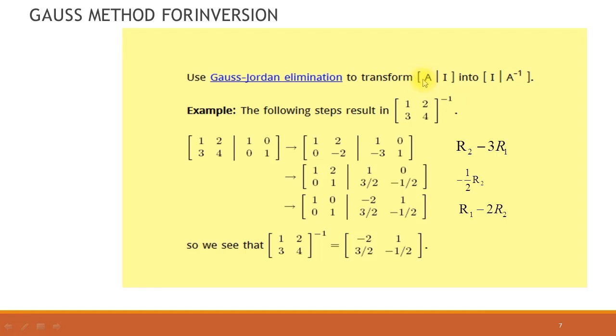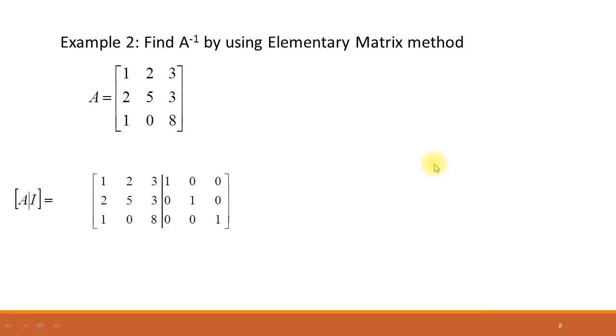So if we transform [A | I] into [I | A inverse], then this matrix will be the inverse of the given matrix A. Now here we have a 3 by 3 matrix, and we find the inverse of this matrix A by using the elementary matrix method. The augmented matrix will be [A | I]. This is the matrix A and this is the identity matrix.